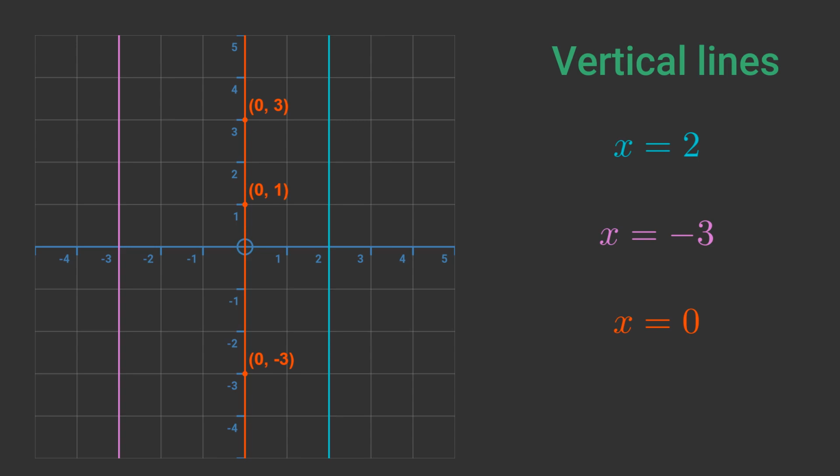Every vertical line has a formula x equals a, where a tells us the position of the line. If a is greater than 0, the line is to the right of the y-axis. If a is 0, the line is on the y-axis. If a is less than 0, the line is to the left of the y-axis.